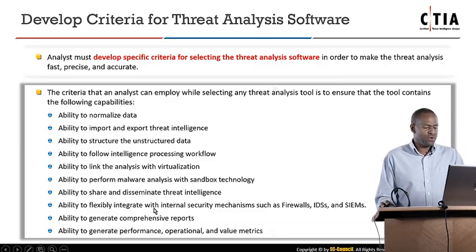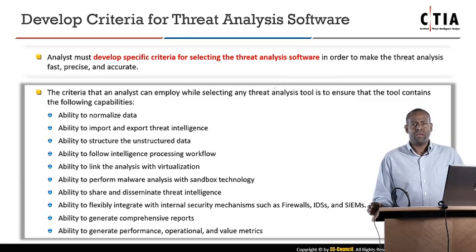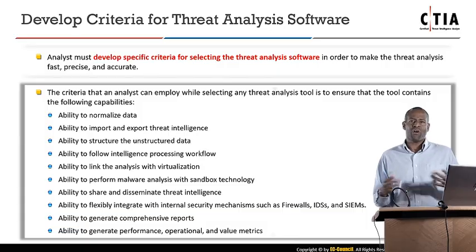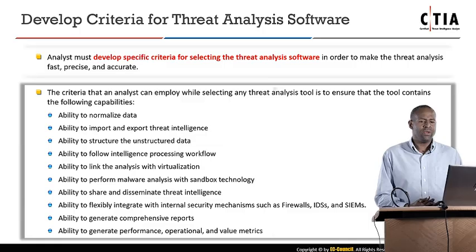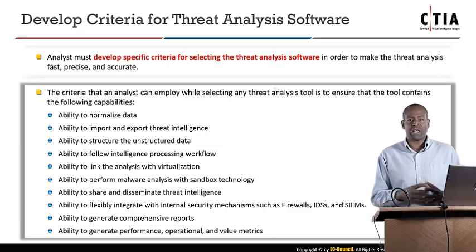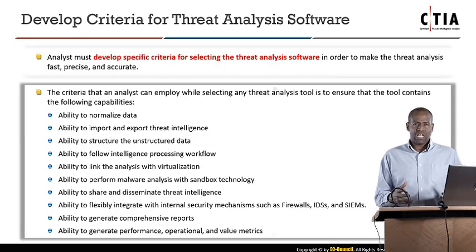Next, we look at the ability to flexibly integrate with internal security mechanisms such as firewalls, IDSs, SIEMs, etc. So we want it to have a very good API or set of APIs and other capabilities that can help it feed right into those resources. What we're looking at here is a need to have an overall design. If you don't have good threat analysis software, you are in the process of setting up threat analysis, it's very likely that your organization may have an ad hoc infrastructure.